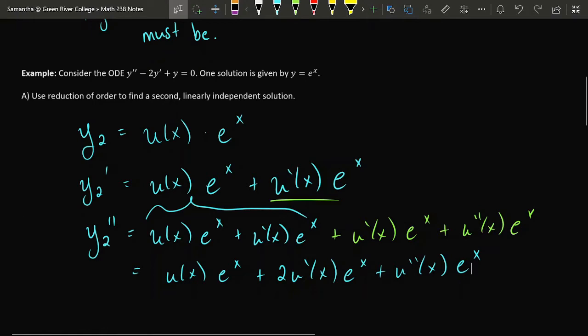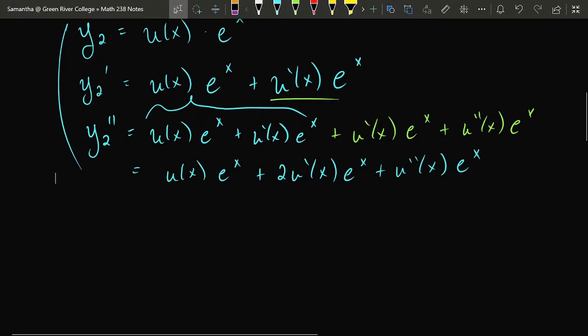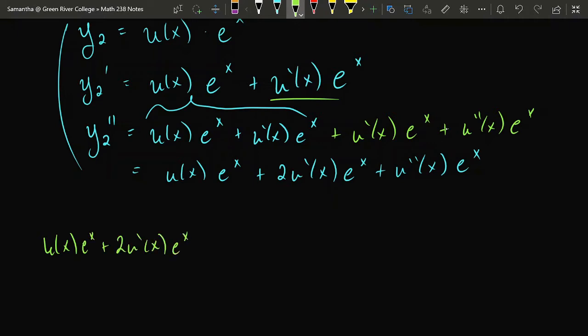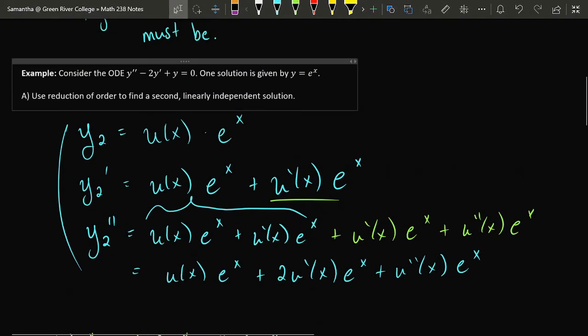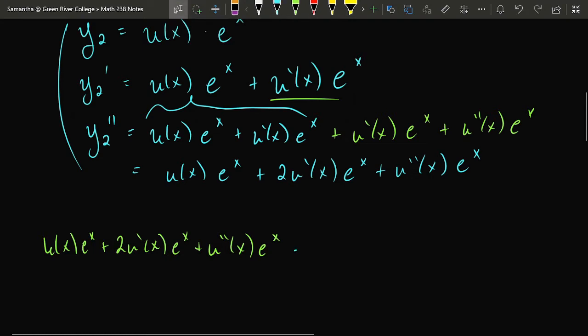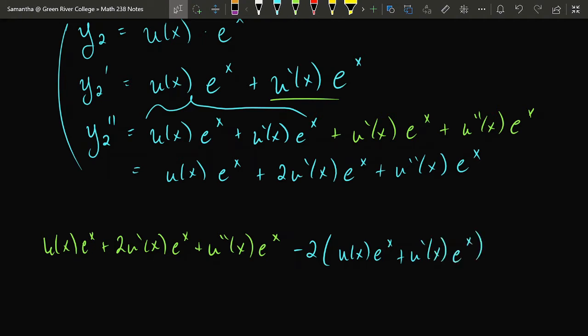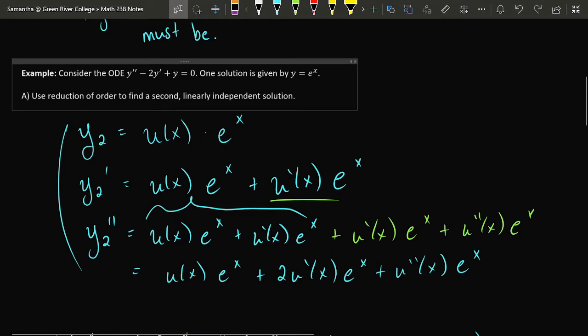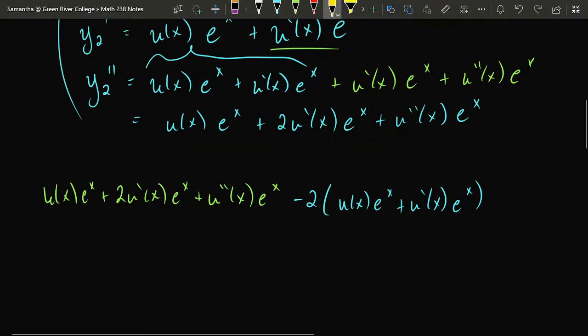So let's now go ahead and plug these expressions for the second derivative, the first derivative, and the original function into the differential equation and figure out what would need to happen in order to make the result equal to 0. So here's our y2 double prime, u of x e to the x, plus 2u prime e to the x, plus u double prime e to the x. Here's our y2 first derivative, which in the ODE is multiplied by minus 2: u of x e to the x plus u prime e to the x. And then we have our original function, which in the ODE is not multiplied by anything and it's just added in. And that needs to be equal to 0.